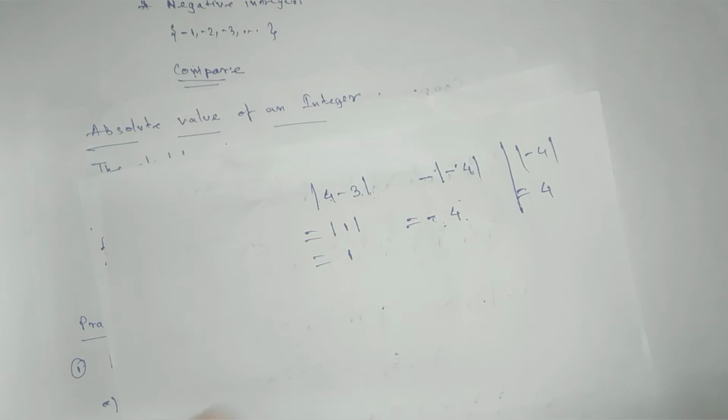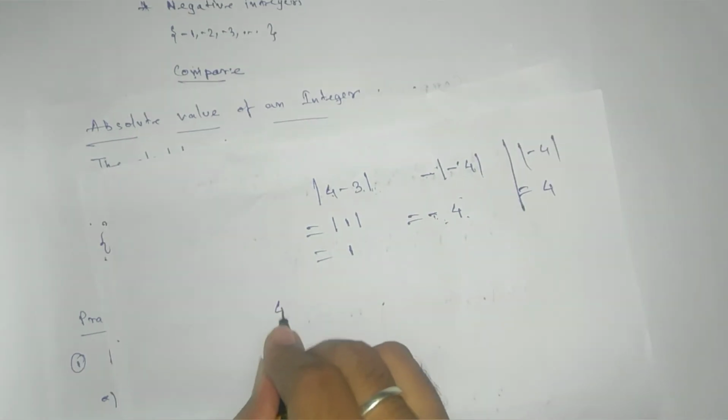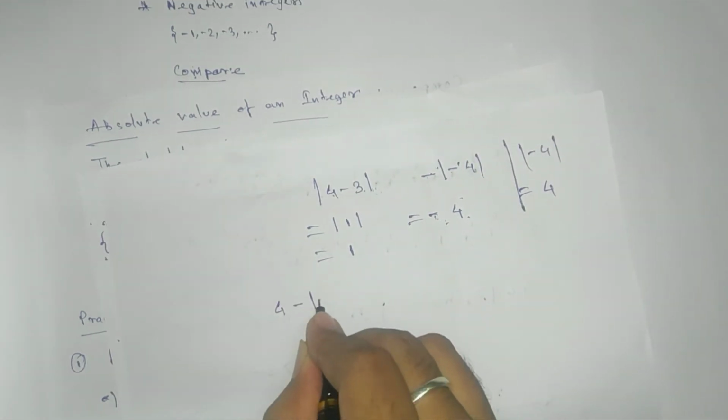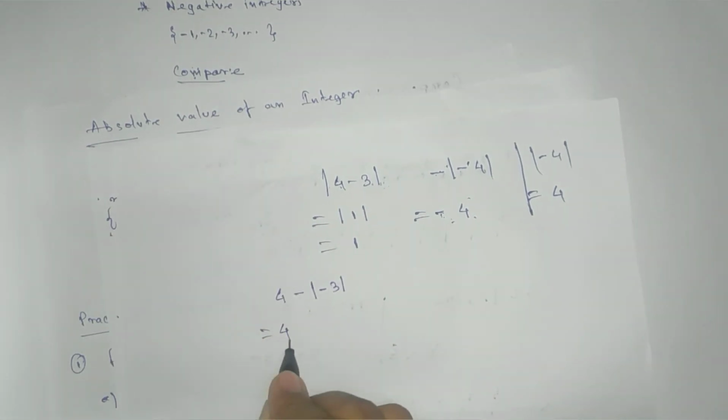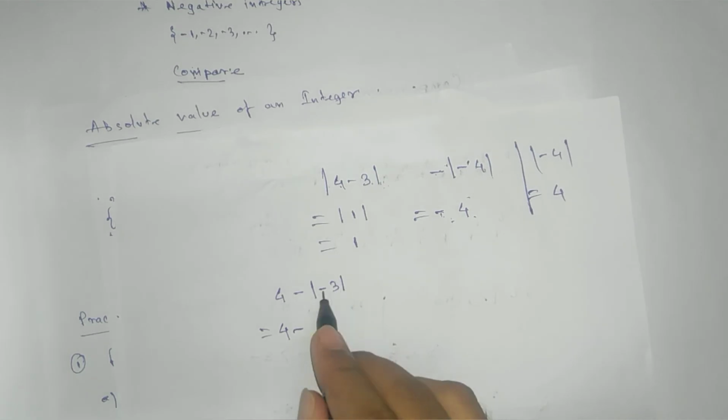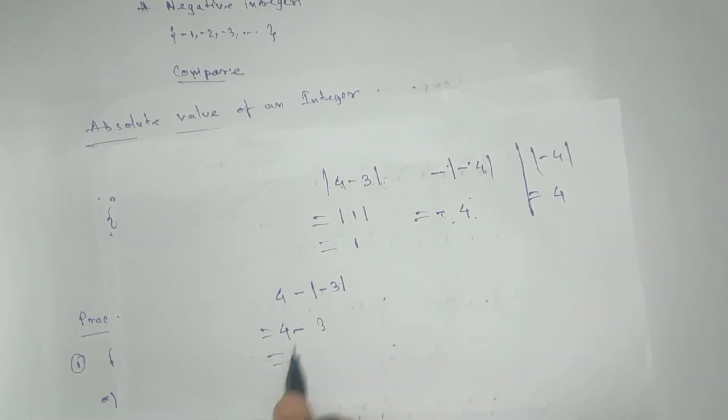Now if I take another problem like 4 minus the absolute value of -3, we know that 4 will remain 4, the minus symbol will remain minus, and this -3 will give you +3. So now 4 minus 3 will give you 1. Your answer will be 1. You need to solve like that.